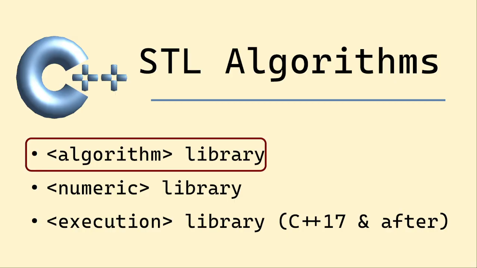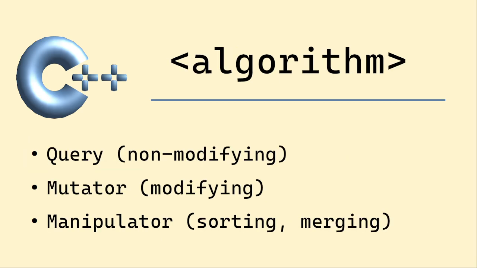Here I will focus on the algorithm library, which actually provides us with two or three categories of algorithms depending on how you see it. Query is a category of algorithm that examines the elements or objects of a container and returns information about them without modifying the data. Mutator algorithms modify the container's data. Manipulators perform some special operations such as sorting or merging in addition to mutating. Manipulators can also be considered as a kind of mutator type.